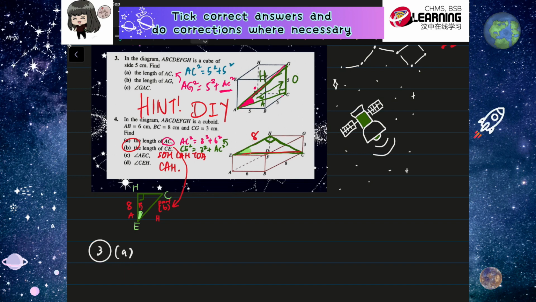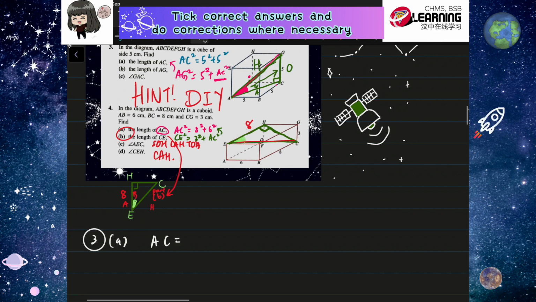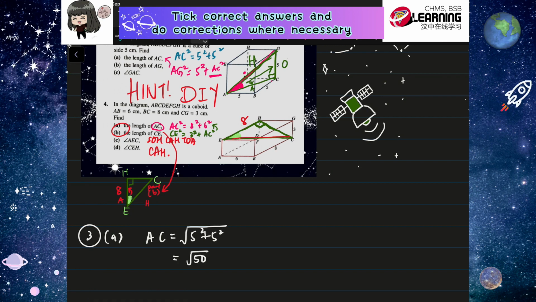To find the length of AC, we use Pythagoras Theorem. You may skip this if you already have your answer, and you can double check your answer after. You can fast forward and check your answer. So AC using Pythagoras Theorem, you will get 7.07 centimeter. Please tick this part.